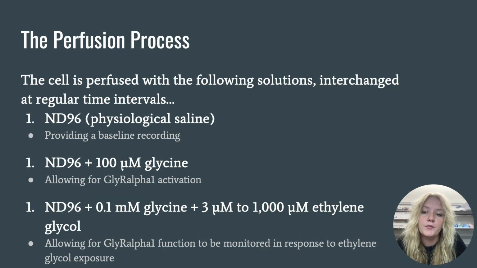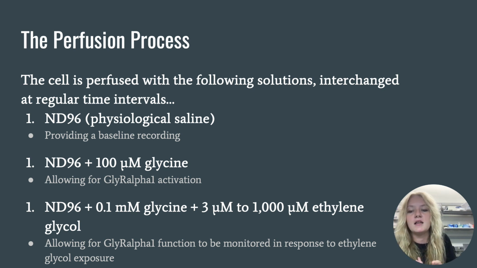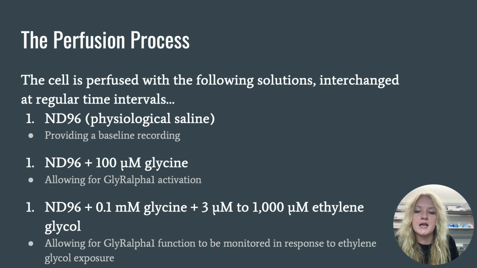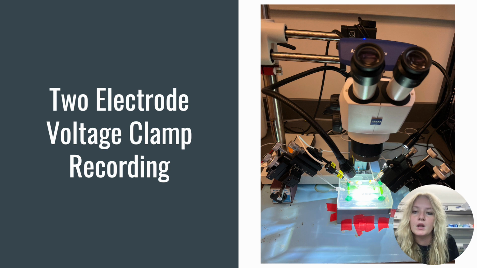A brief note about perfusion before we talk about the actual recording process. So first, ND96 solution is perfused over the cells to get a good recording of baseline cellular function, and then a standard concentration of 100 micromolar glycine is added to get a baseline recording for glycine receptor function. After that, solutions of ethylene glycol are tested to determine how ethylene glycol modulates glycine receptor function.